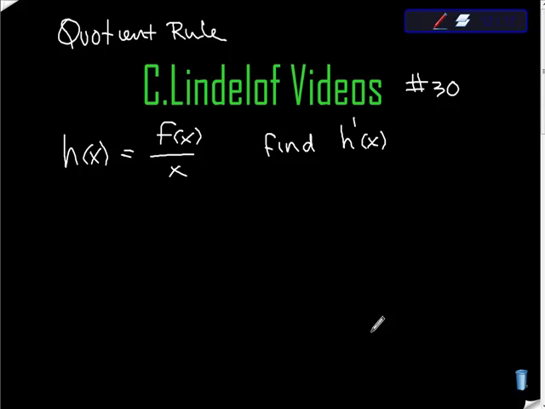Quotient rule, number 30. Here we have h of x is equal to f of x over x, and we're asked to find h prime at x. What we do know about this f of x is that it's non-specified, but we've been assured that it is differentiable. So assuming those two things, this is how I would go about this.